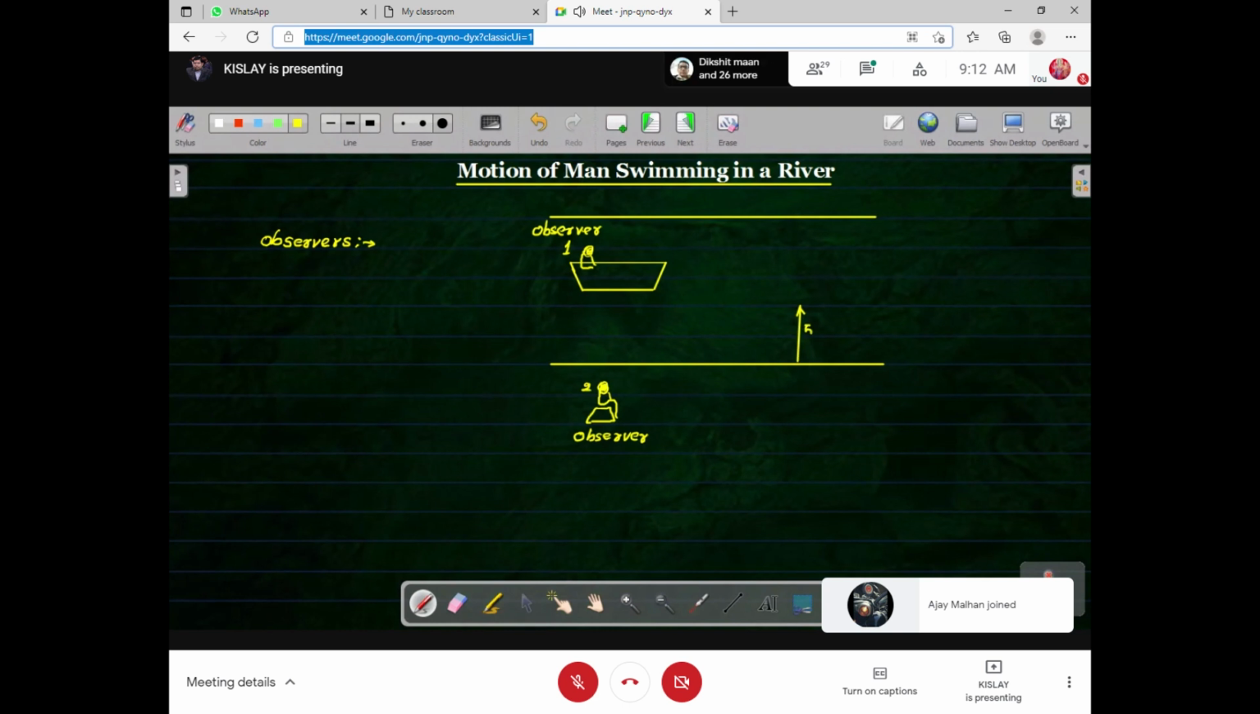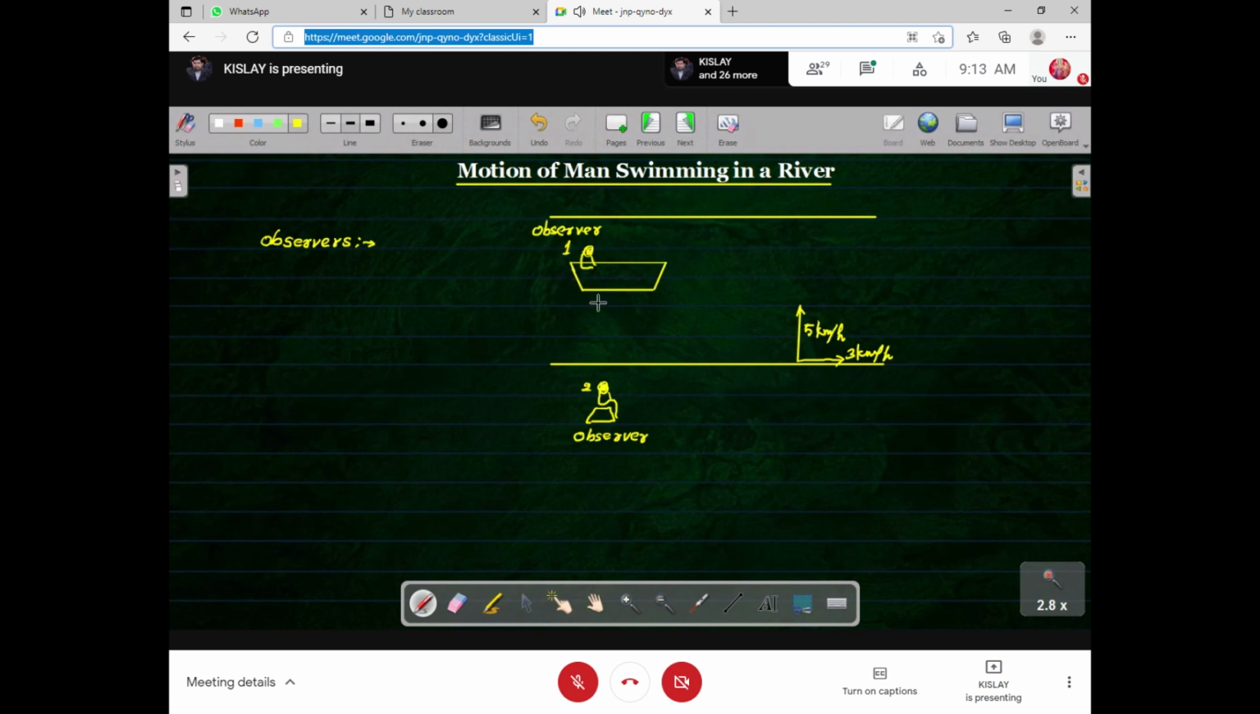keeping himself perpendicular to the direction of flow of water, with 5 kilometer per hour, and the water is flowing in the river. Suppose this is 3 kilometer per hour.